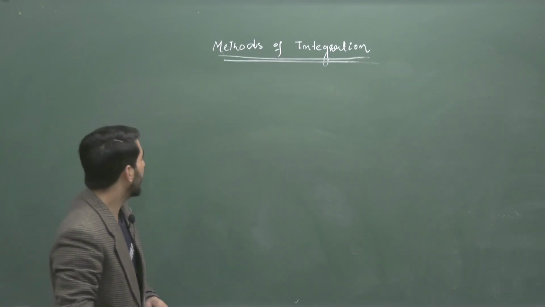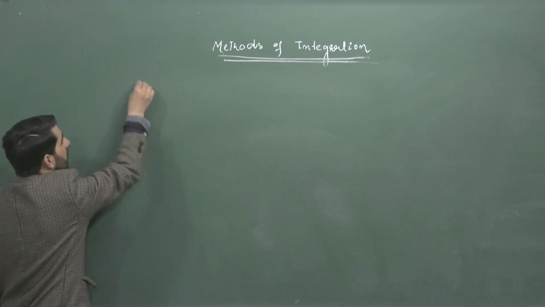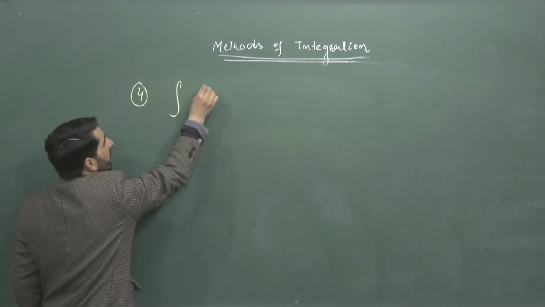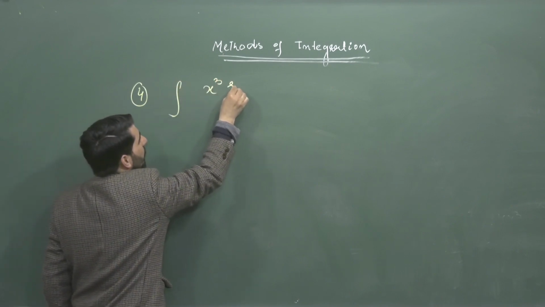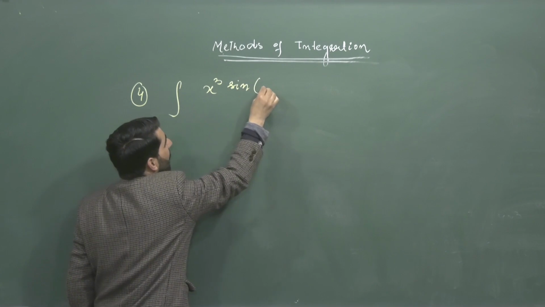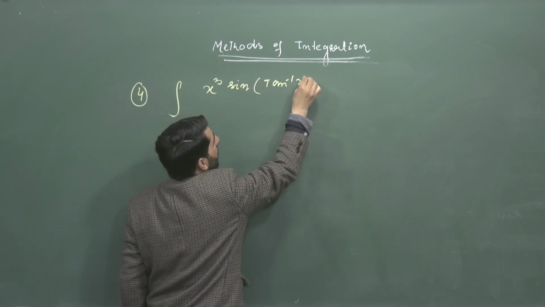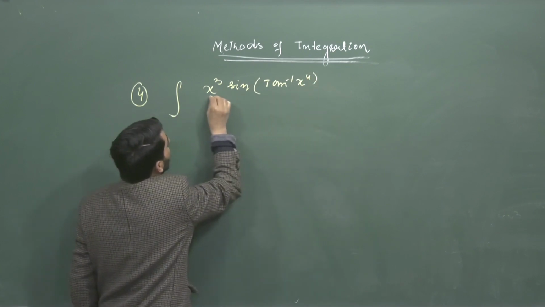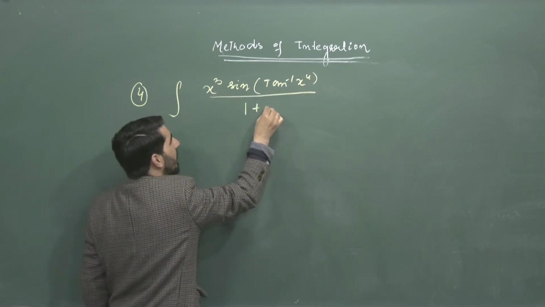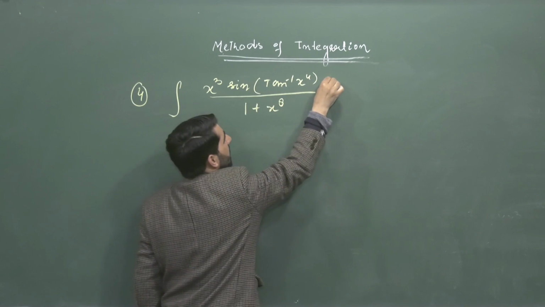Let us do another question. Integrate x cube sin of tan inverse of x raised to power 4 divided by 1 plus x raised to power 8 dx.